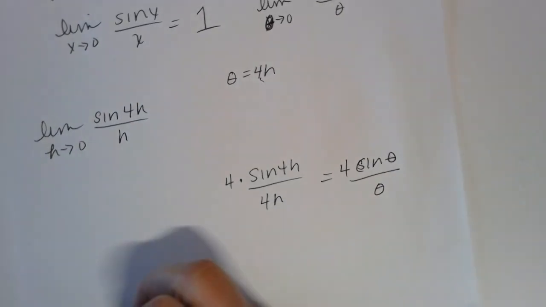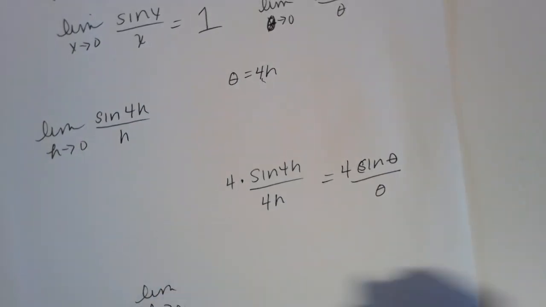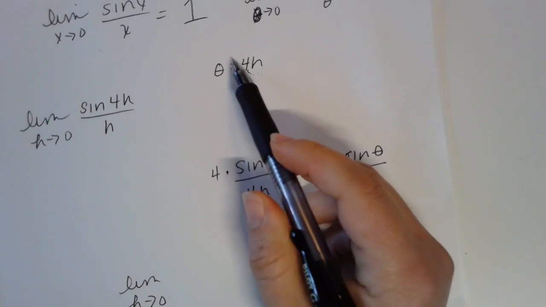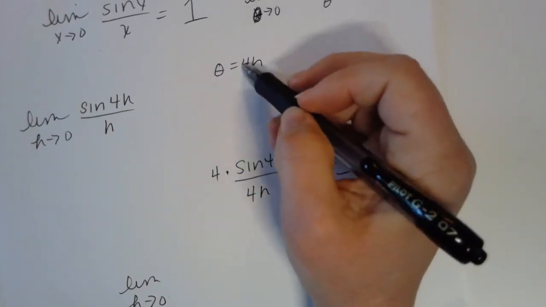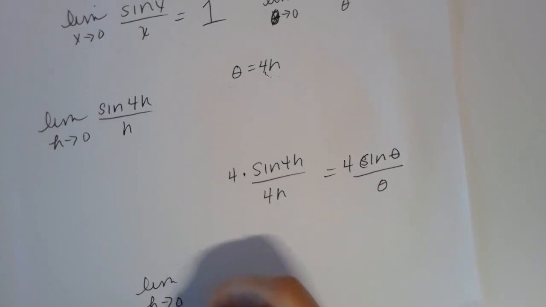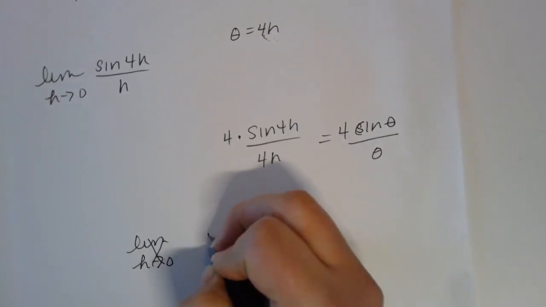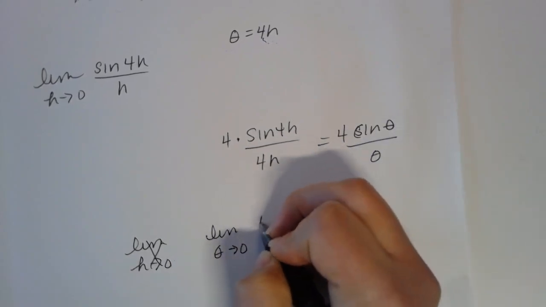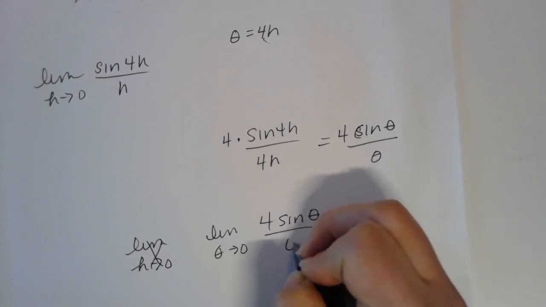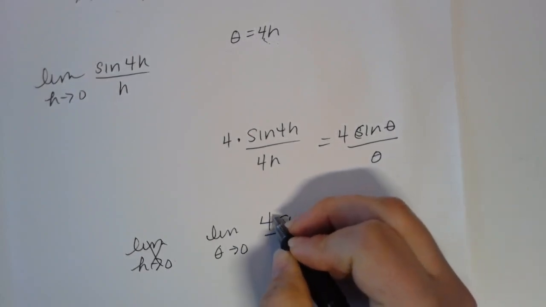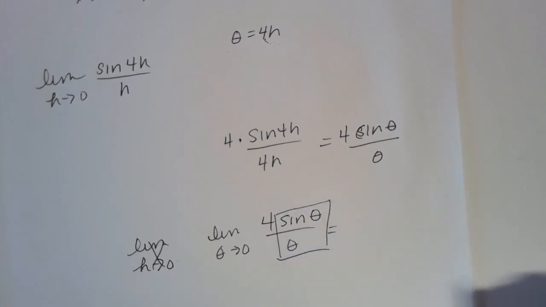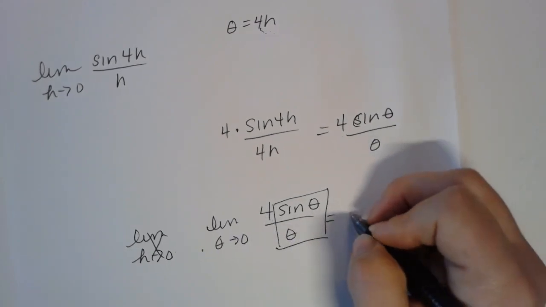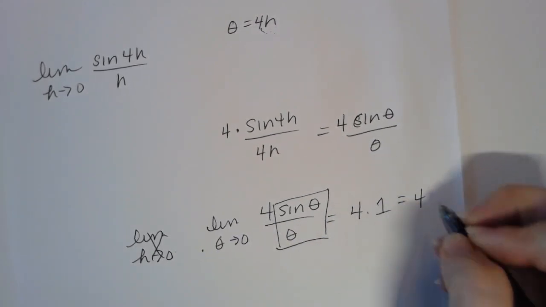And now I have the limit as h approaches 0, right? If I take the limit as h approaches 0, then theta is also approaching 0. If you put in 0 here, theta will also be 0. So instead of writing the limit as h approaches 0, I'll write the limit as theta approaches 0 of 4 sine of theta over theta. And I know that this part is 1. Our limit laws say that we can actually do these separately. Actually, I could have put the 4 out here because the 4 is just a constant. So this ends up being 4 times 1, which is just 4.